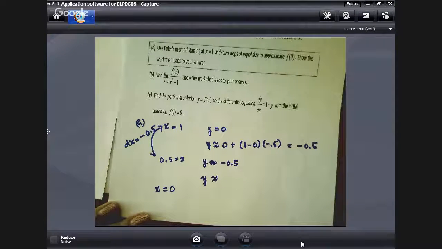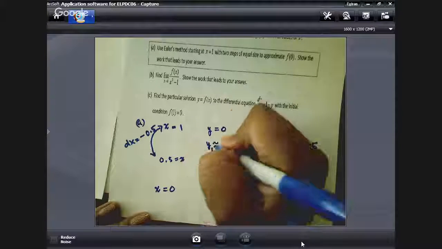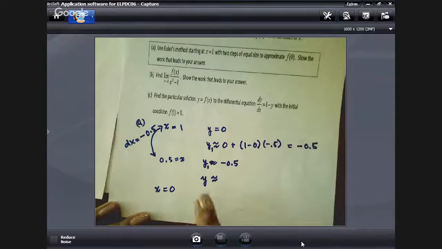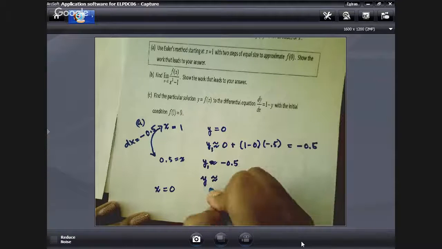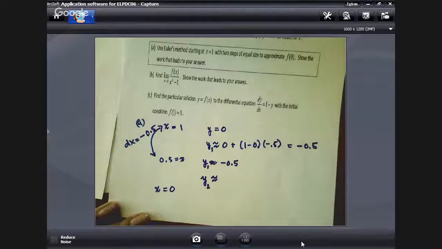My next iteration: if you find all these y's confusing, you might want to tag them. This is y1, the one that goes with 0.5. Now I'm working on my second y, y2. If it helps to follow me that way, you can do that.